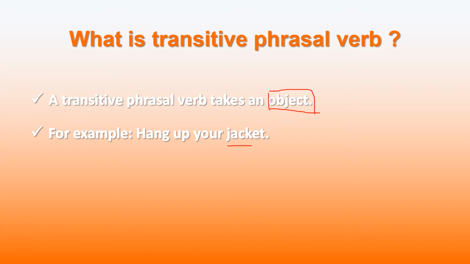It is a jacket. It's a cloth or a material, right? So it takes an object. In this transitive phrasal verb, it takes an object, like you can guess, plastic, toys, anything, paper, like that.